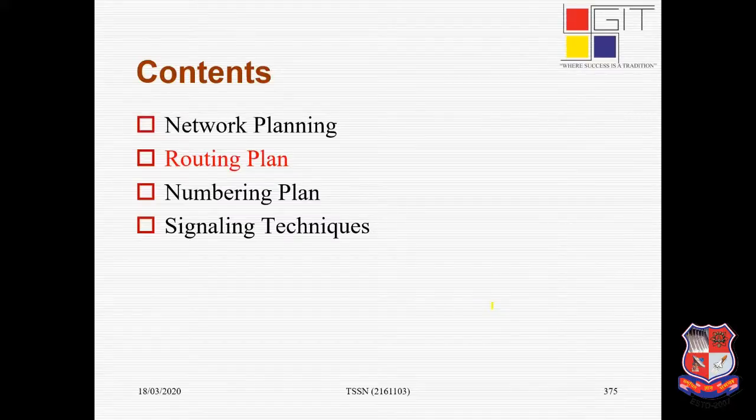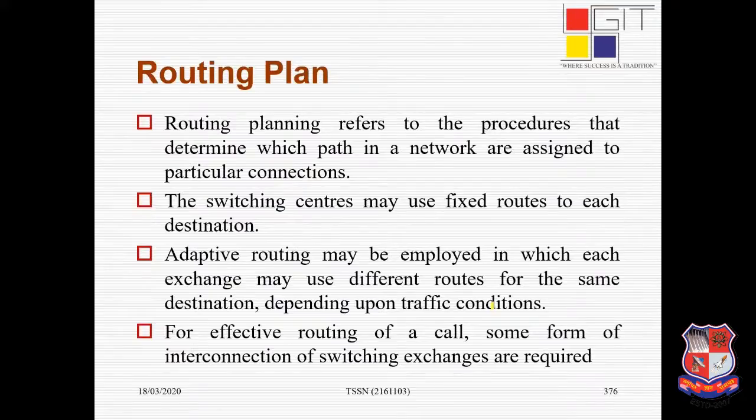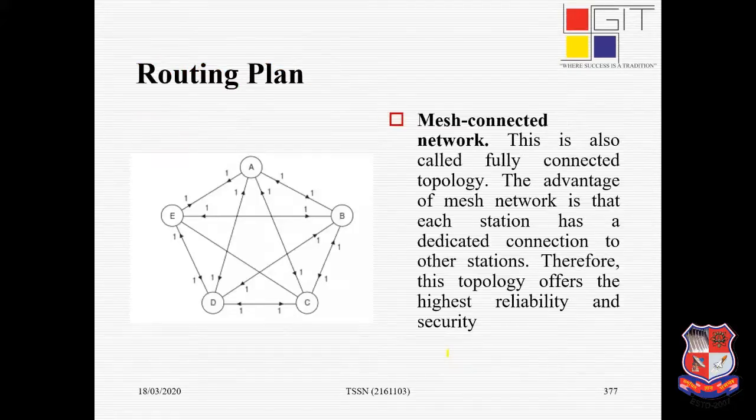Routing plans. Routing plans refers to the procedures that determine which paths in a network are assigned to which particular connections. The switching centers may use fixed routes to each destination, or adaptive routing can be used, in which each exchange may use different routes for the same destination depending upon traffic conditions. For effective routing of a call, some form of interconnection of switching exchanges is quite necessary.